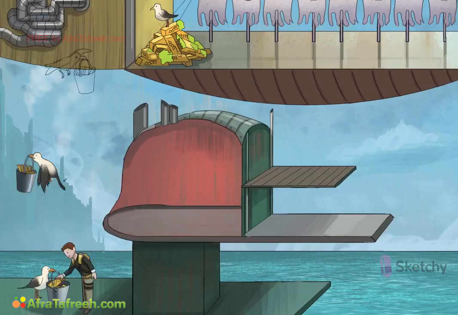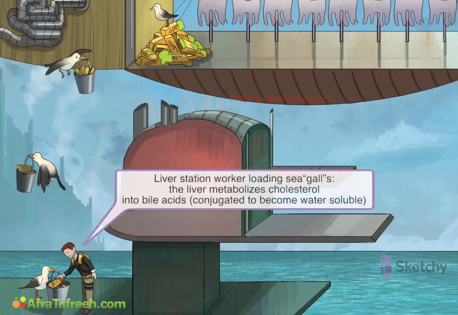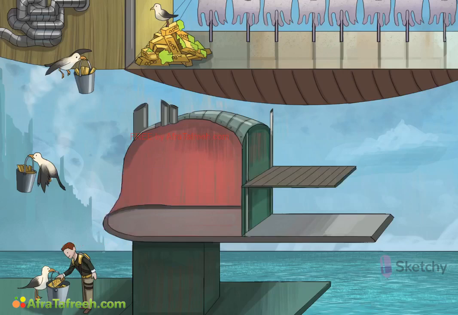Down at the liver station, let this worker here, who's depositing cholesterol payments for delivery up to the intestinal airbase, remind you that bile acids are derived from cholesterol at the liver. Specifically, hepatocytes metabolize cholesterol to cholic acid and deoxycholic acid. These lipid-soluble bile acids are then conjugated to form water-soluble bile acids, sometimes called bile salts. These bile acids are secreted into the biliary system and are eventually ejected into the duodenum via the common bile duct, ready to aid digestion in the intestinal lumen.